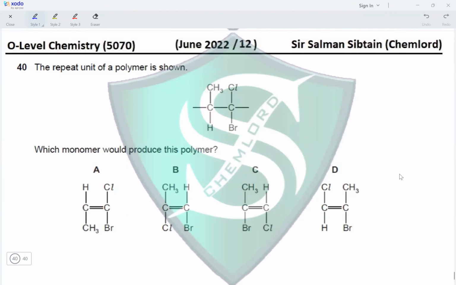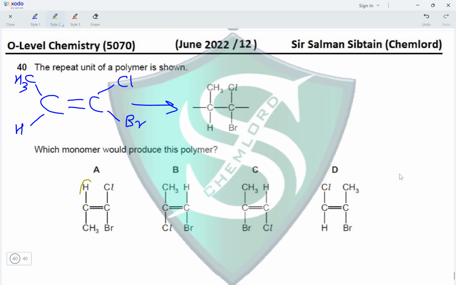Question 40. The repeat unit of a polymer is shown. Which monomer would produce this polymer? Since all monomers have a double bond, let's work out the monomer from the repeat unit given. We have two carbon atoms, so they would have a double bond between them. One of them will have a chlorine and a bromine atom on it. The other would have a CH3 group and a hydrogen on it. So we have worked out the monomer. Let's see which monomer would produce this polymer. We have hydrogen and CH3 on one carbon atom, and chlorine and bromine on the other carbon atom. This is the correct option.